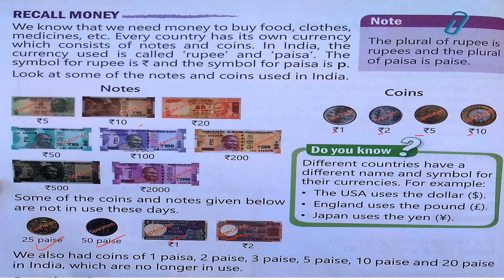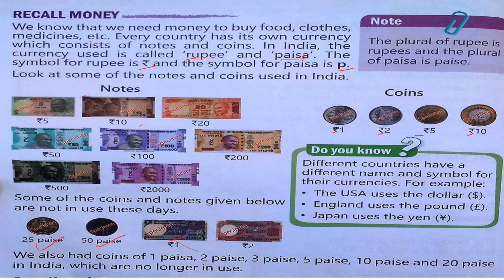We know that we need money to buy food, clothes, medicine, etc. Every country has its own currency which consists of notes and coins. So these are the notes and these are the coins. In India, the currency used is called the rupee and pies. The symbol of rupees is this one, and the symbol for the pies is P. Look at the symbols, you can see here.